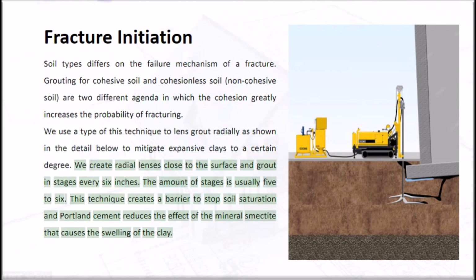We create radial lenses close to the surface and grout in stages every 6 inches. The number of stages is usually 5 to 6. This technique creates a barrier to stop soil saturation, and Portland cement reduces the effect of the mineral smectite that causes the swelling of the clay.